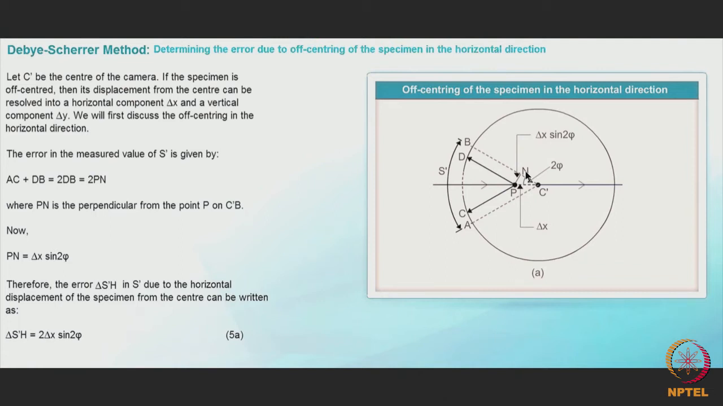We will first discuss the off centering in the horizontal direction. If there is off centering of the specimen in the horizontal direction, then instead of being at the correct center of the camera C prime, the specimen is displaced along the horizontal direction to a point P. So, this distance over here is equal to delta x, say. If we put a perpendicular from P on this line, then it is P n, and this length will be equal to delta x sin 2 phi.